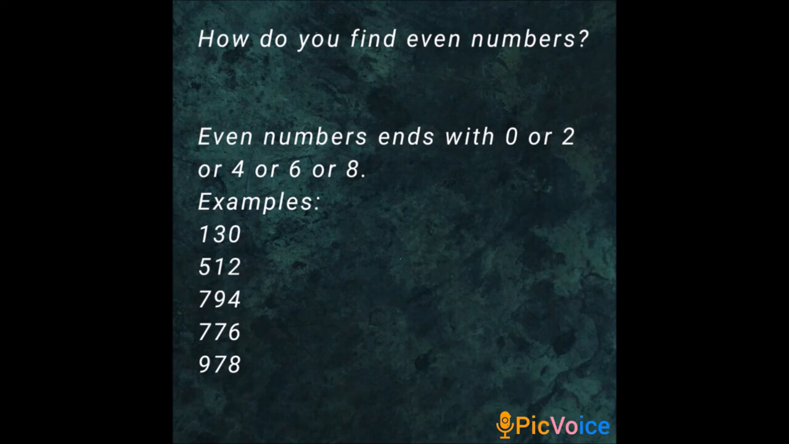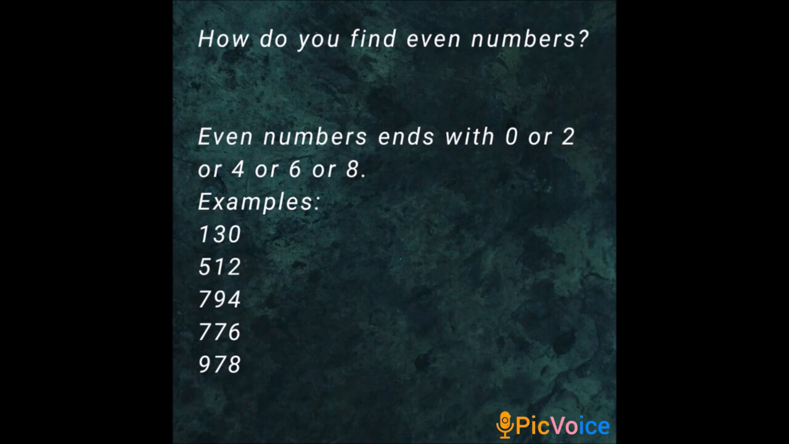See the second one, 512. What is the digit in the units place? 2. So the number 512 is an even number. So we can say it is divisible by 2. It means if you divide the number 512 by 2, you get the remainder as 0. See the third one, 794. What is the units place number? 4. So the number is an even number. So it is divisible by 2. See the fourth one, 776. It is also an even number because it ends with 6. So it is also divisible by 2.